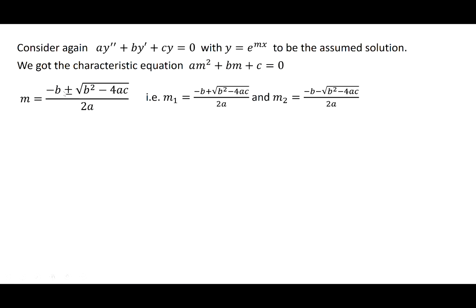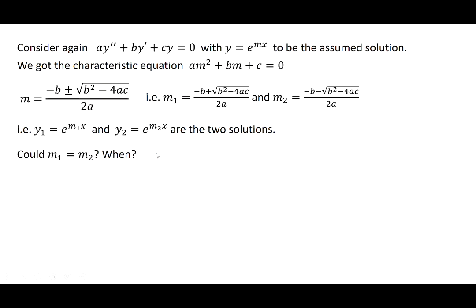And so this has two solutions, m1 and m2. And y1 equals e to the m1x and y2 equals e to the m2x. Those would be the two solutions. Now the problem is, could m1 equal m2? Why am I interested in that?